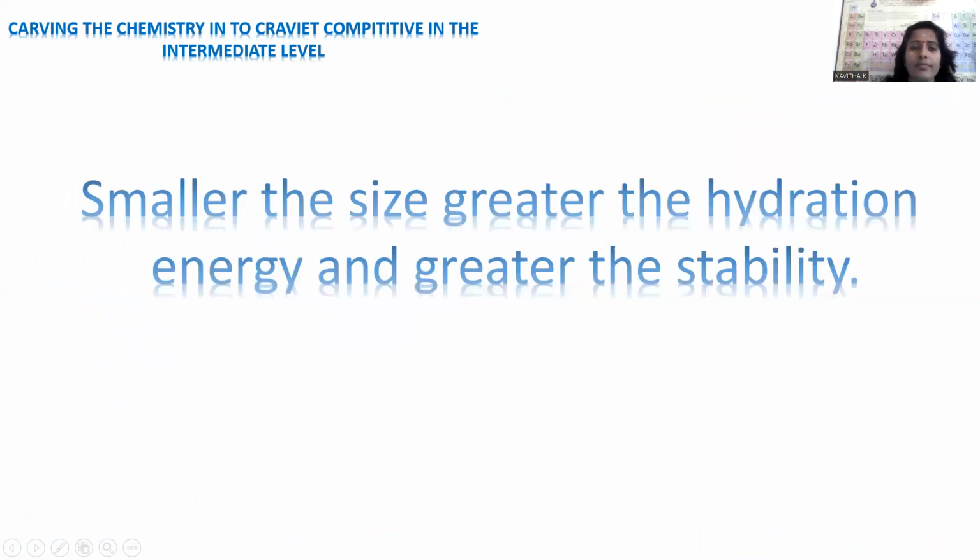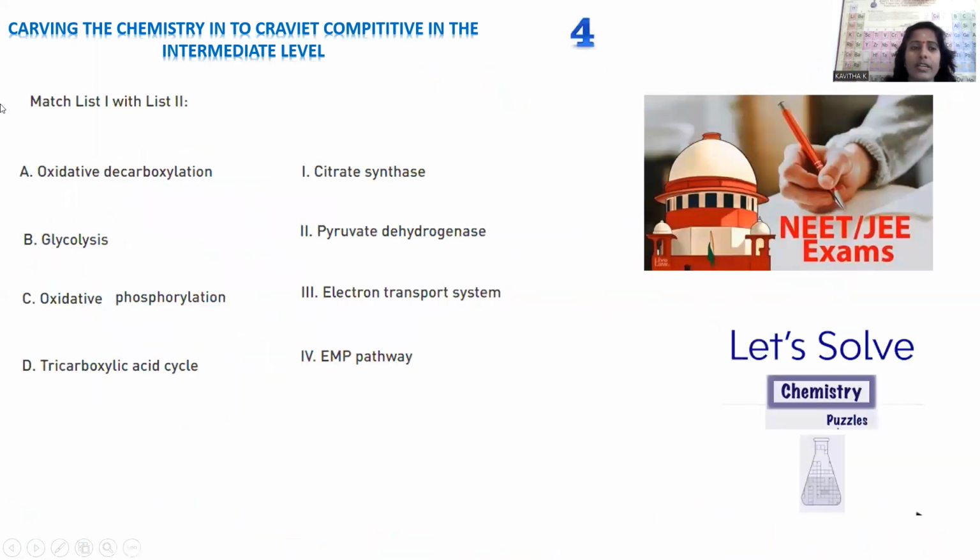Let's go on with question number 4, right? Here column 1 and column 2 are provided, and since it is a question from biomolecules, we have to go for the life cycles. If those cycles are known to you, it is quite easy to solve this problem. Oxidative decarboxylation, glycolysis process, oxidative phosphorylation, tricarboxylic acid cycle. So these are the column 1 options.